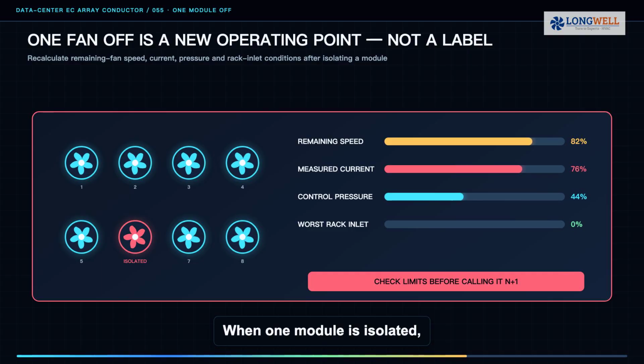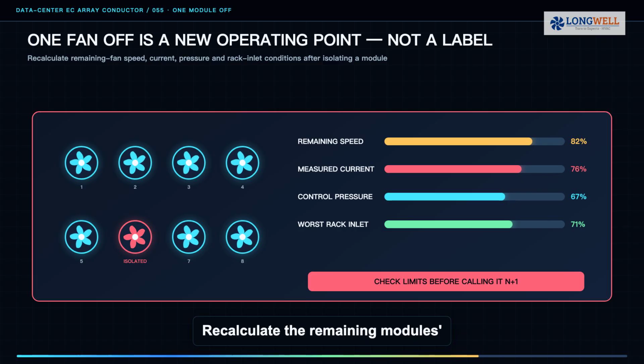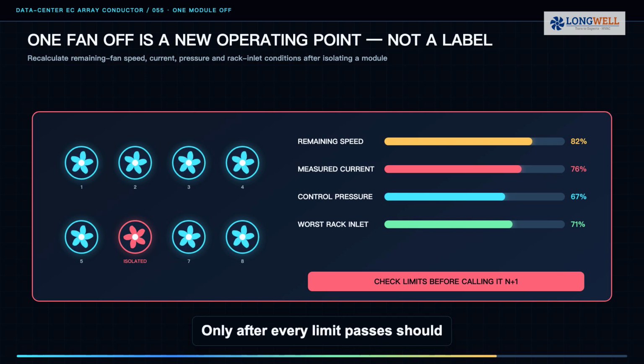When one module is isolated, the array has a new operating point. Recalculate the remaining module speed and current, confirm control pressure, and inspect the worst rack inlet. Only after every limit passes should the design be described as N+1.